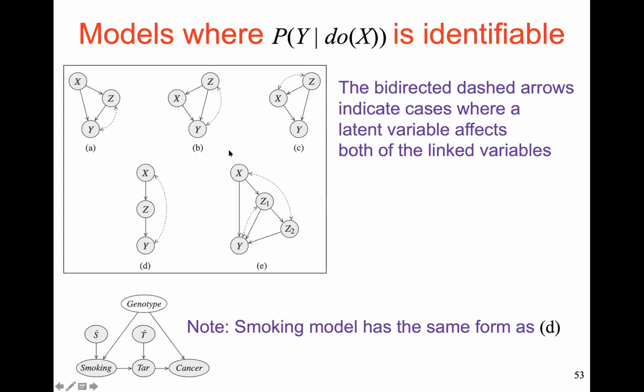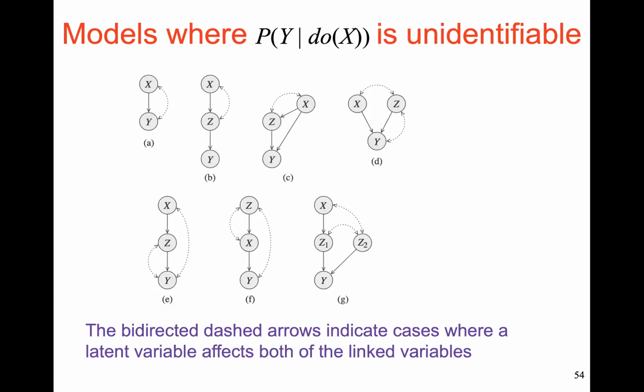In this particular case, we had smoking, tar, cancer. The smoking model has the same form as the one shown. It has this form: smoking, tar, cancer. And the genotype is this. Right? So that is the same type of model. Certain types of causal structures lend themselves to interventional queries and others do not. Models where P(Y given do of X) is unidentifiable: with certain structures, you cannot evaluate the interventional query answer, which is what tells us whether it's causality or not.